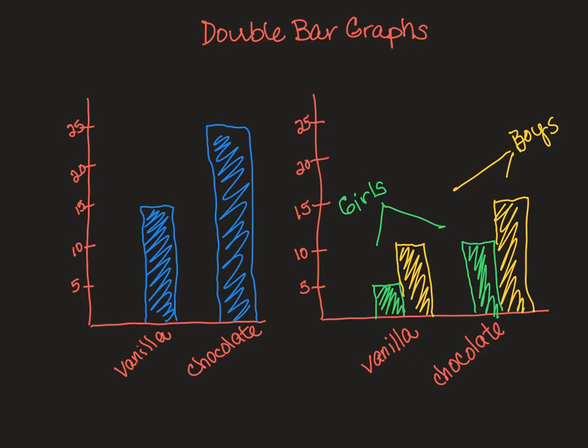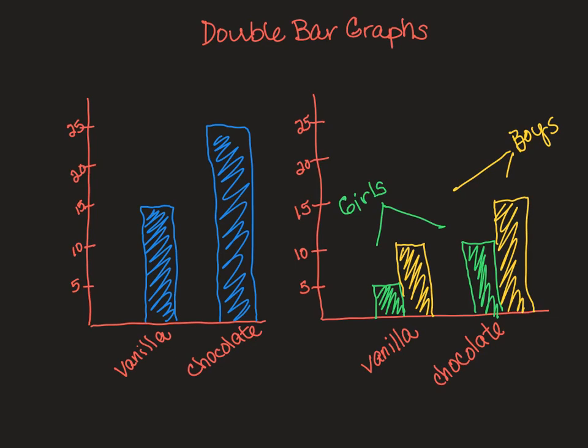Now, there must be more boys in the class because I have 15 and 10, so I have 25 boys, and I have 15 girls, so there are more boys anyway. But that's how you would use a double bar graph.